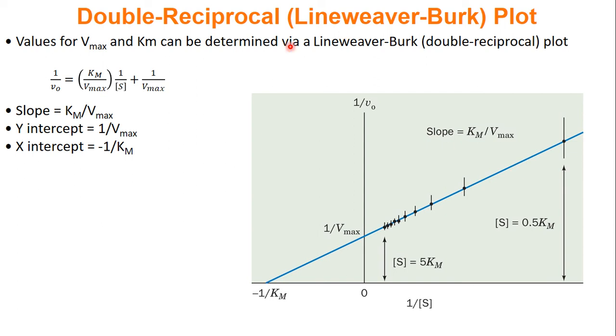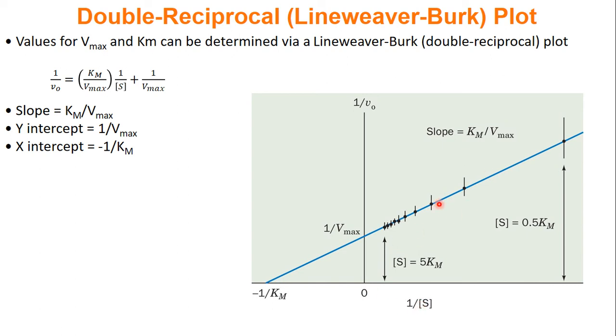So you take your Michaelis-Menten equation and rearrange it, where 1 divided by initial velocity equals Km divided by Vmax multiplied by 1 divided by substrate, plus 1 divided by Vmax. This is the Lineweaver-Burk equation. 1 divided by initial velocity goes on the y-axis, 1 divided by substrate on the x-axis.